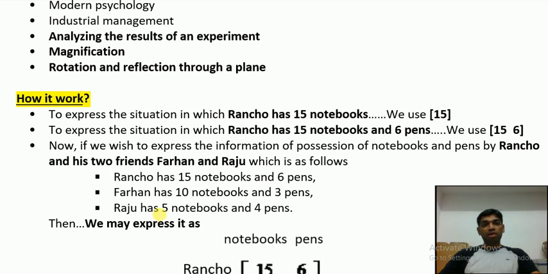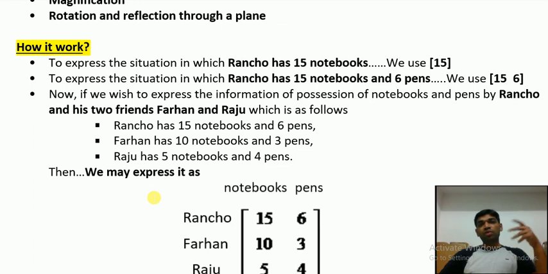How does it work actually, how do these programs work, or how can we write something in the form of matrices? To give the concept of these situations, we have considered some situations. To express the situation in which Rancho, some person, has 15 books, we use this 15 in the box, you can see. To express the situation in which Rancho has 15 books and 6 pens, we can use these denotations 15, 6 in the box. Now if you wish to express the information of possession of notebooks and pens, suppose some notebooks and pens are possessed by Rancho and his two friends Farhan and Raju. Definitely these three names are somewhat familiar, as you most probably have seen that movie. I've taken these names from there, Three Idiots.